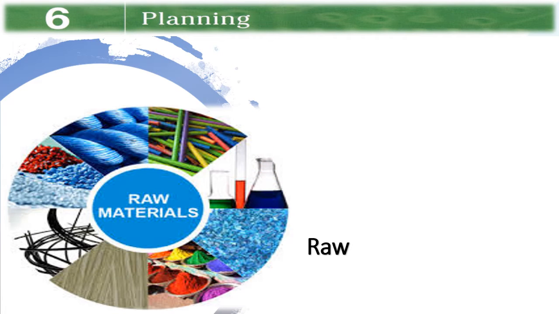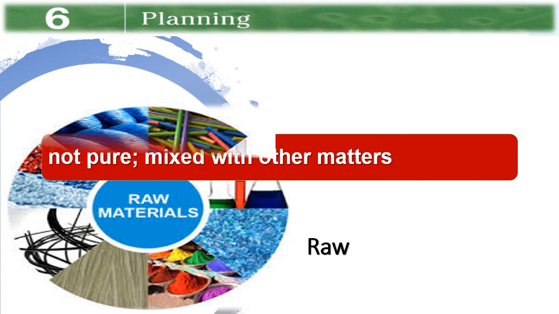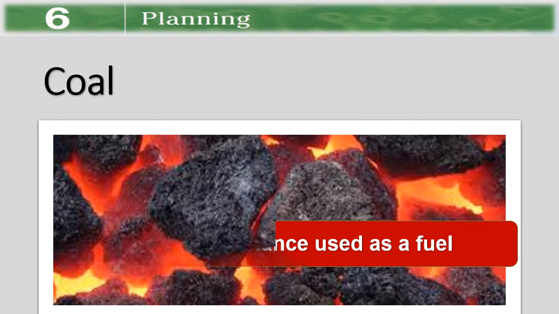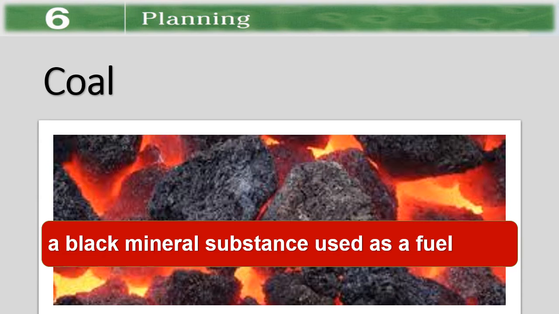Dear students, we will begin with the words that we need in our lesson for today. So let's begin. The first word is raw, which means, as you can see in the picture, not pure, mixed with other matters. The second word is coal, like in the picture. Coal means a black mineral substance used as a fuel.